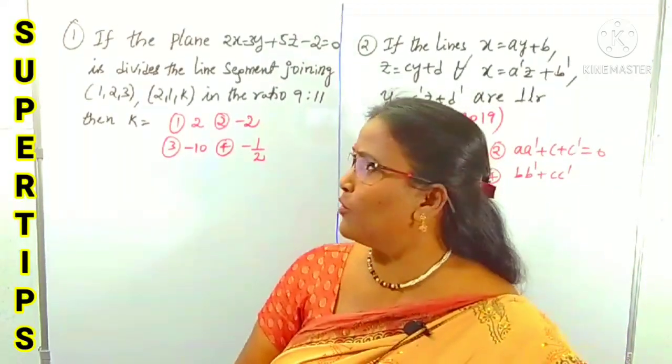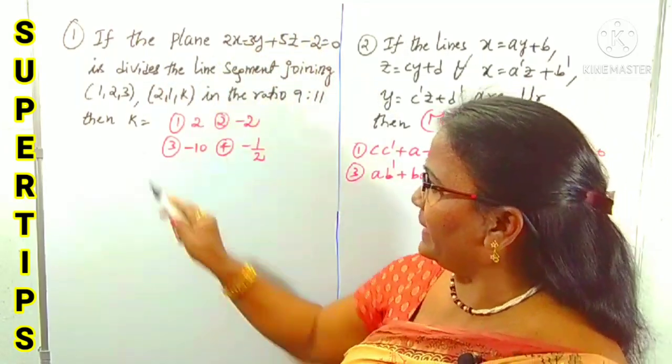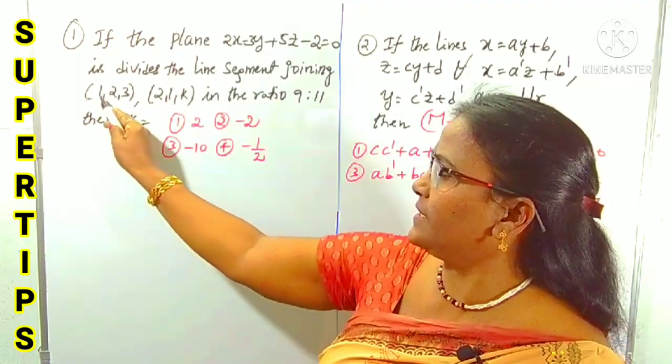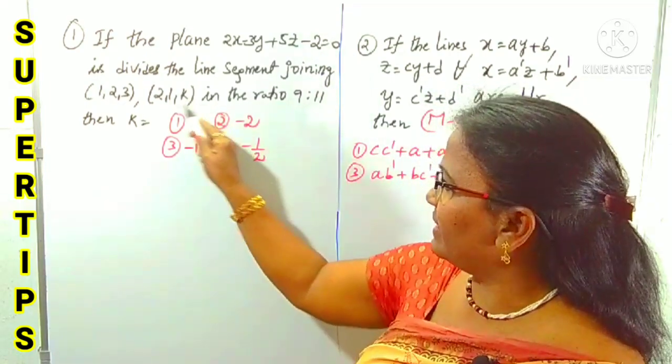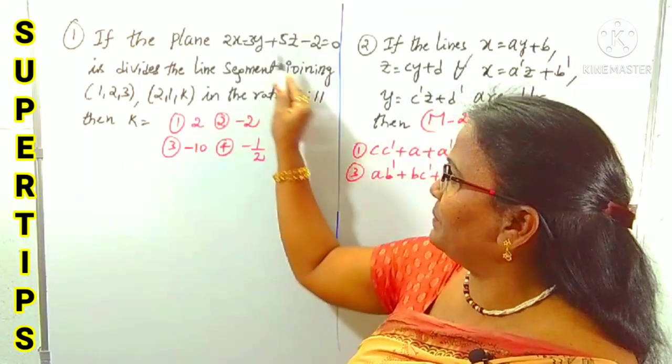Look at question number 1. If the plane divides the line segment joining the 2 points, these are the 2 points. In one of the points, there is an unknown value k. It divides in the ratio 9:11. Then we have to find k.